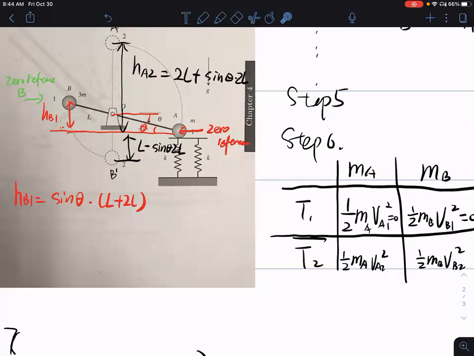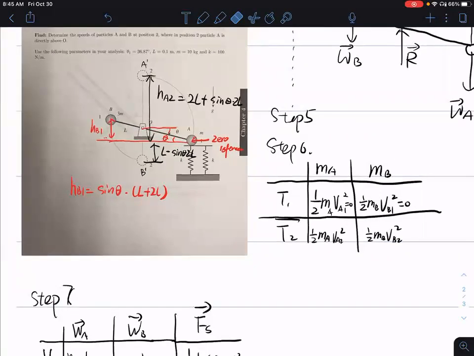If you're very good and you keep track of everything, feel free to do this method. But if you're not, I won't suggest you use this method. Just use one single zero reference point for your whole system so that you won't make mistakes. I will erase this. But you get what I'm saying? If you have multiple masses, you can set up a zero reference point for each single mass to simplify your calculation. All right, any questions on this example?